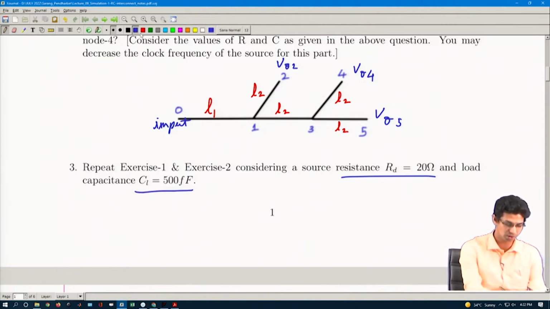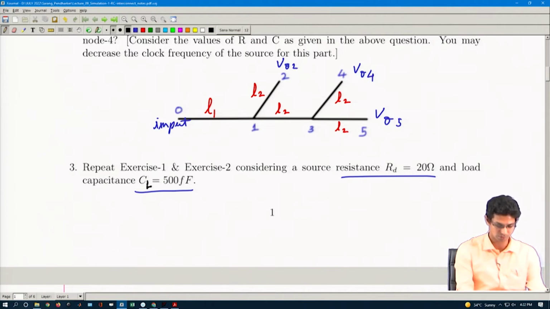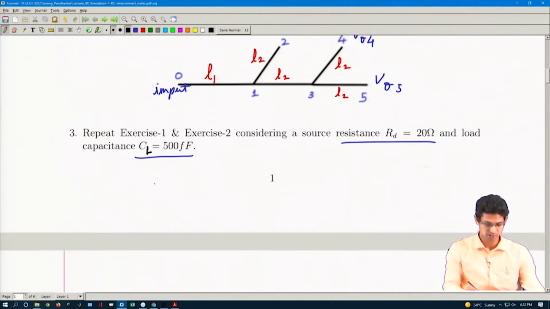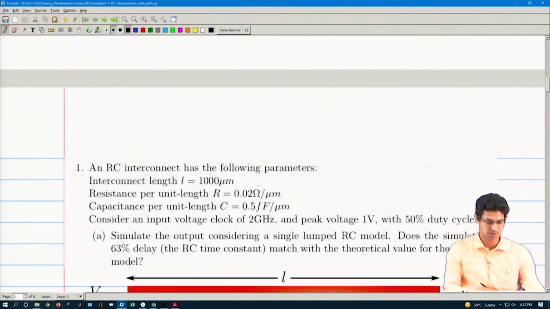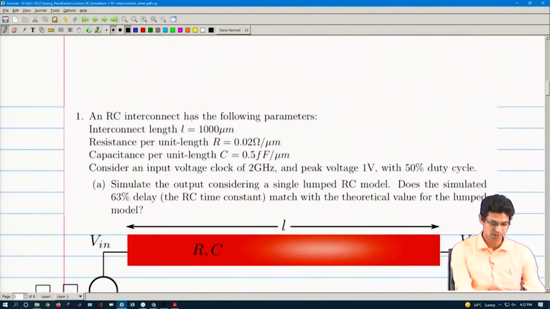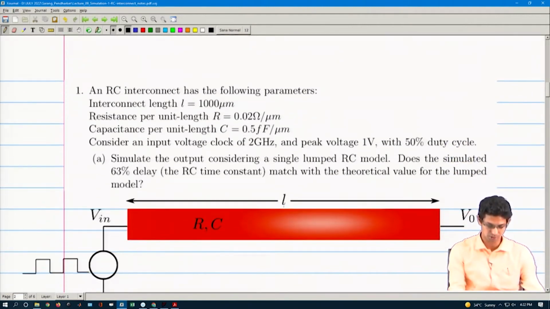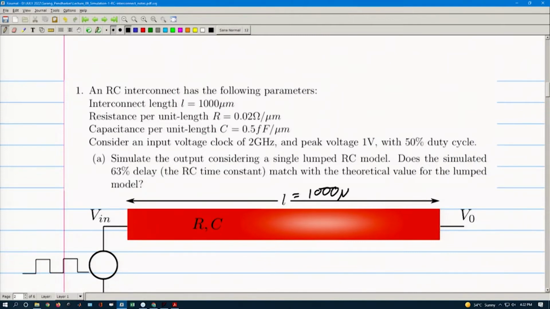So, this would be the agenda for today. Let us get started with the first case. You have an RC interconnect. The following parameters are given to you. The length is 1 mm, so length here is 1000 micrometer.